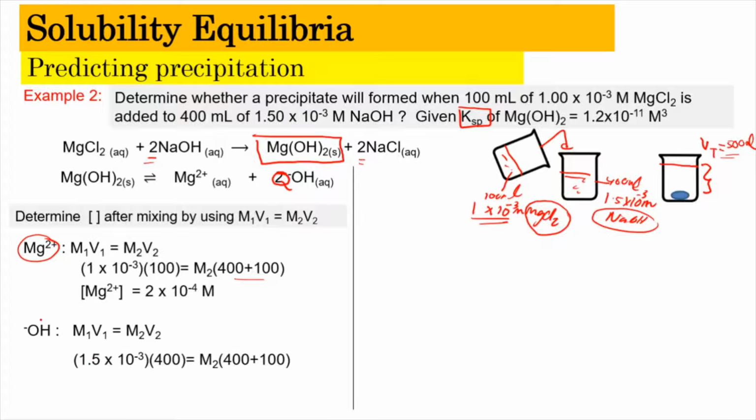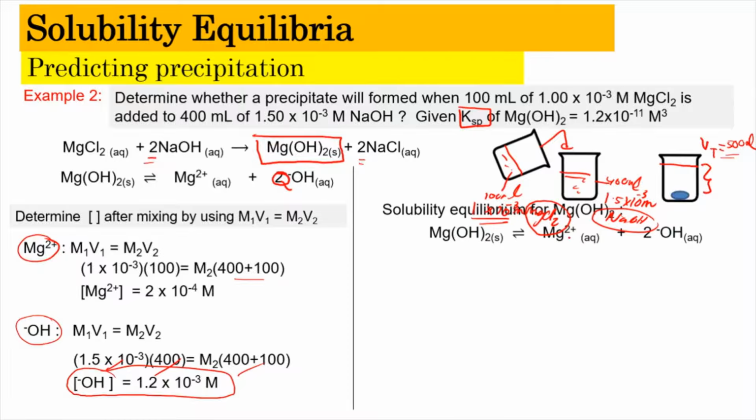So the hydroxide ion is coming from the NaOH. So our initial concentration M1 is going to be 1.5 times 10 to the power of negative 3. Our volume at the initial stage is going to be 400 ml. After they have been mixed together, it's going to get a new volume, which is 500 ml. So our new concentration here is 1.2 times 10 to the power of negative 3 molar. So here is the total concentration coming from this solution.